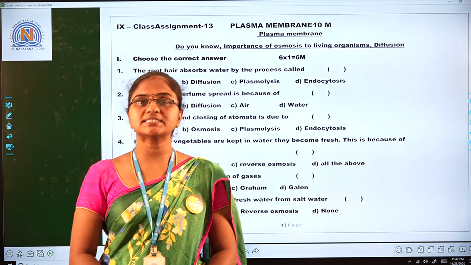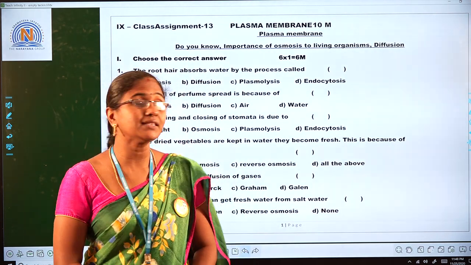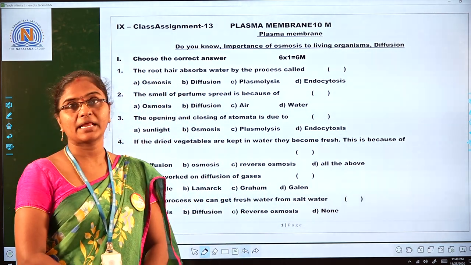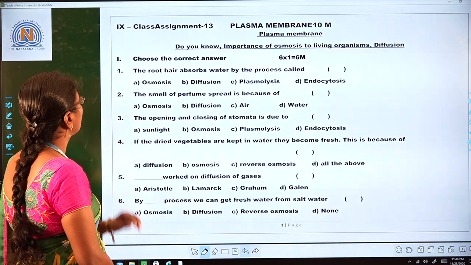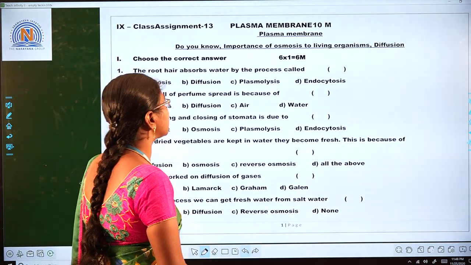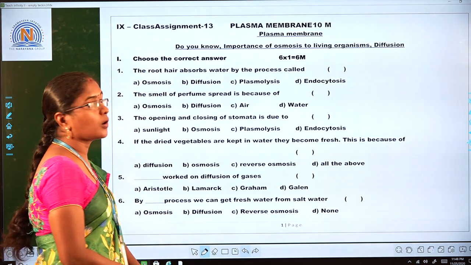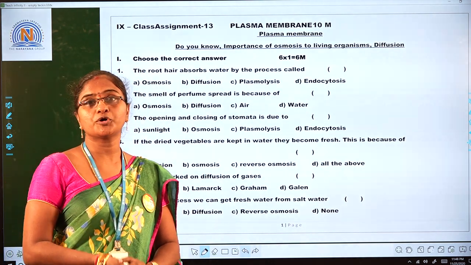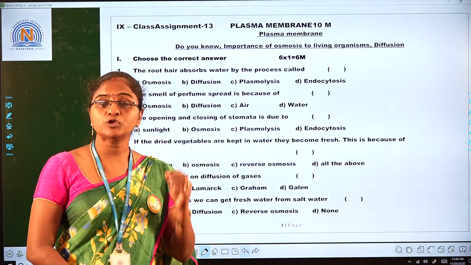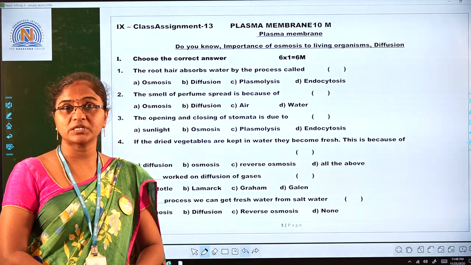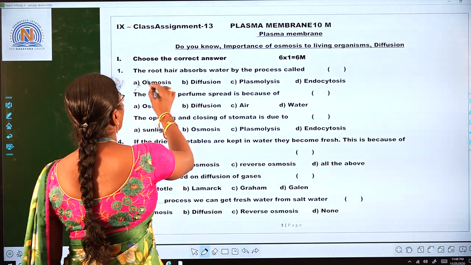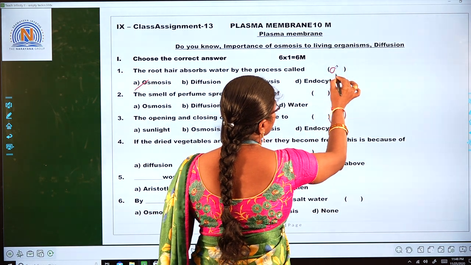Today we are going to discuss the assignment key for class 9 and our topic, plasma membrane. Let us see the first bit. The root hair absorbs water by the process called. So we all know that roots absorb water and minerals from the soil. By which process do they absorb water from the soil? By a process called osmosis, option A.